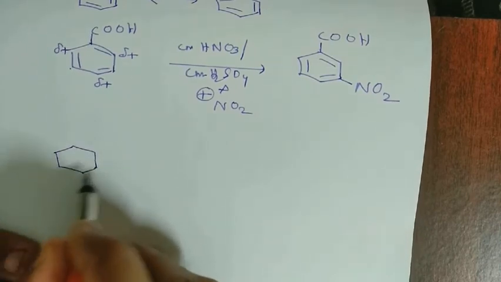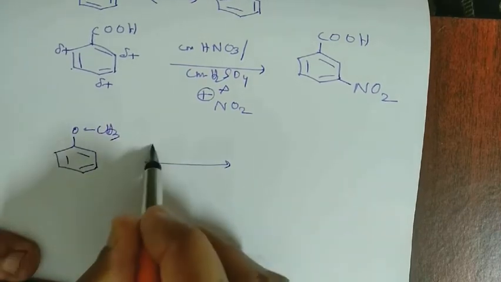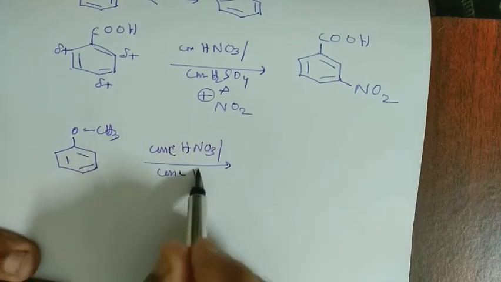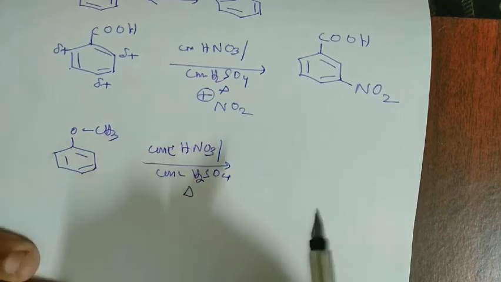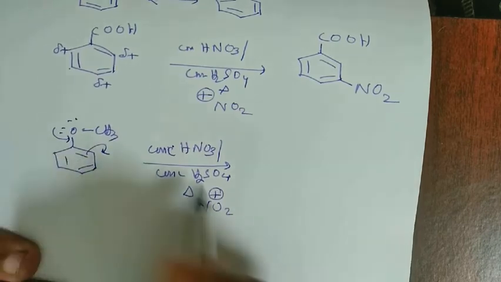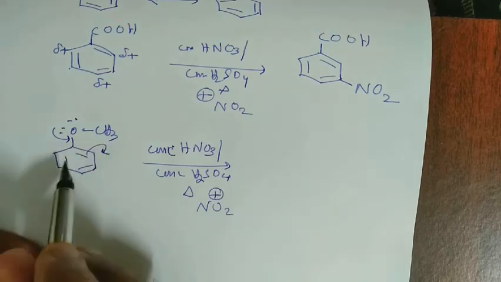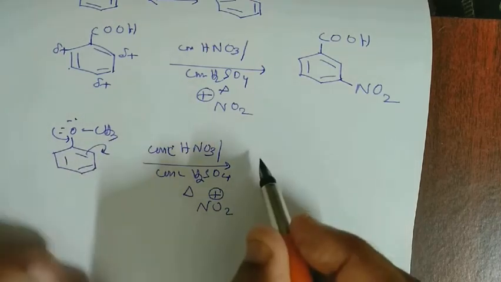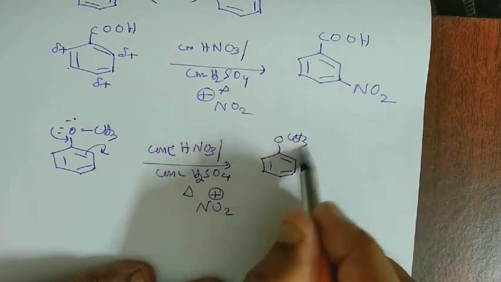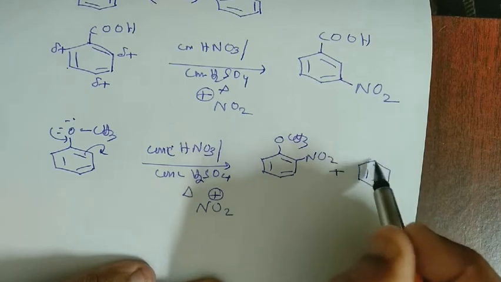When anisole is subjected to nitration with concentrated nitric acid and concentrated sulfuric acid, that is the nitrating mixture, the nitronium ion approaches the ortho and para carbon atoms because the OCH3 group increases electron density at the ortho and para positions. So in this case, the product is a mixture of ortho-nitroanisole and para-nitroanisole.